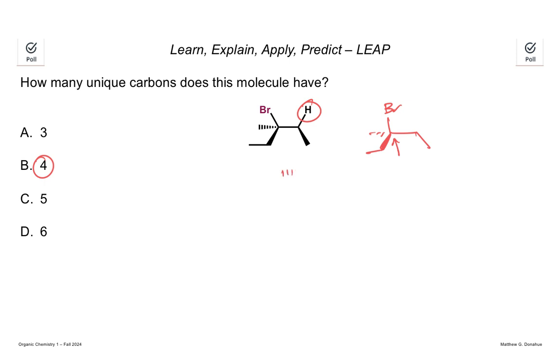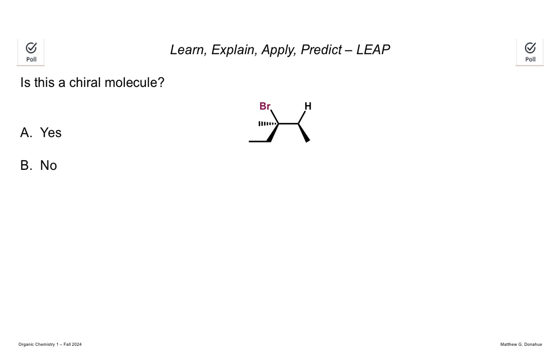So drawn another way, that's what that molecule looks like. So since that carbon 3 has 2 ethyl groups, those are the same. It has symmetry, and so there's only 4 unique carbons. So is this molecule chiral? The answer is no.